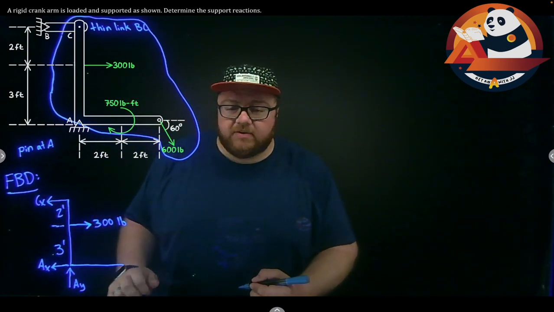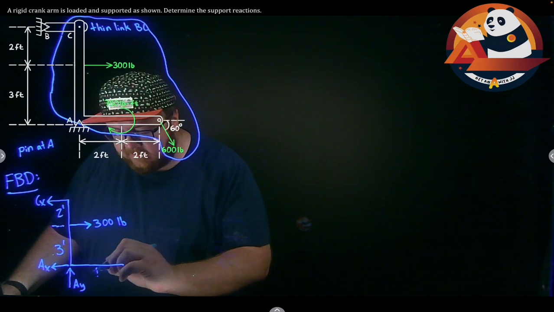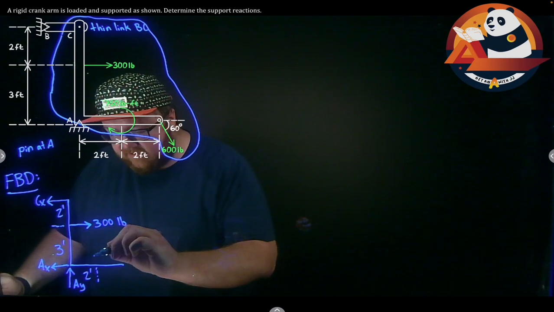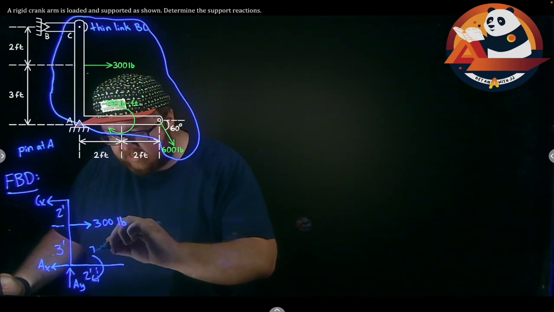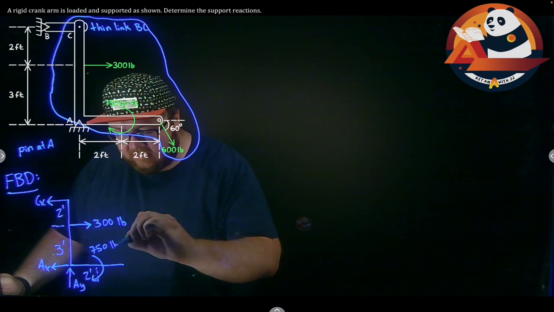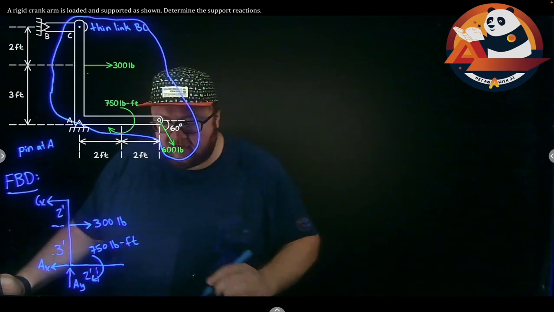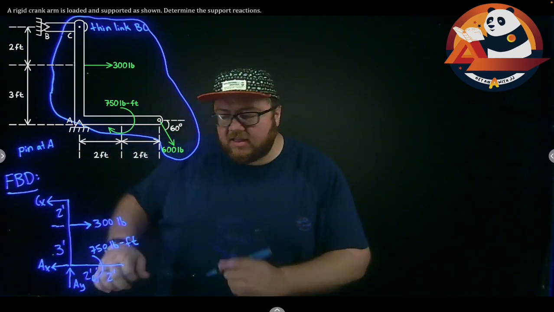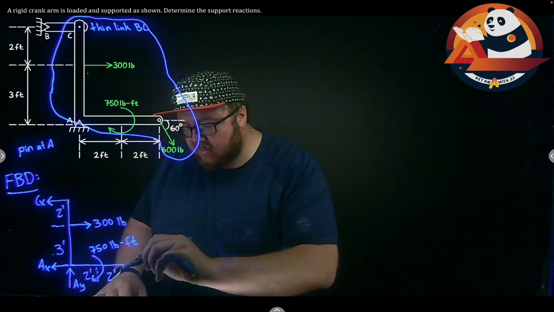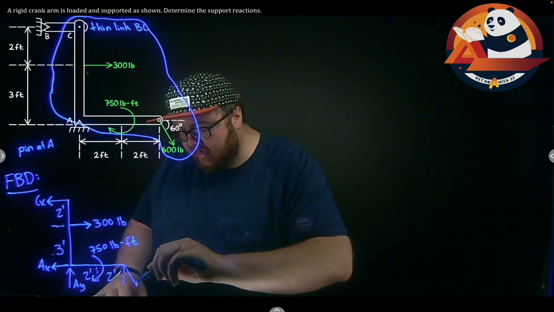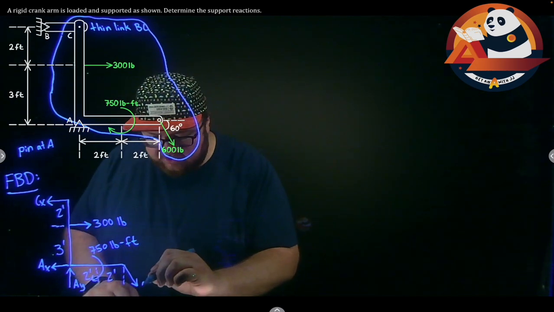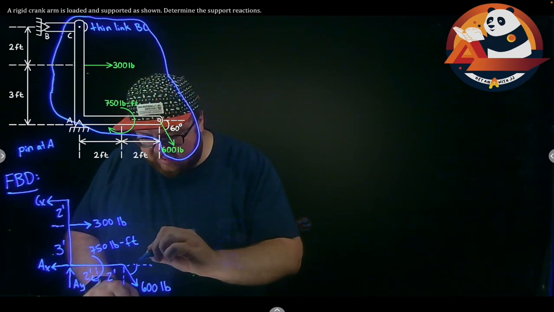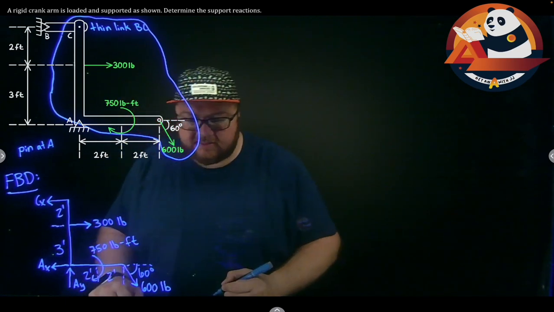Then we can turn and start going over to the right. 2 feet in, 2 feet. I get my couple moment. It's clockwise, 750 pound-feet. And then finally, 2 feet to the right from there, we have this 600-pound force. It's inclined down at a 60-degree angle. So 2 feet gets us to here. I have a force right here, 600 pounds. And my angle on this is 60 degrees.